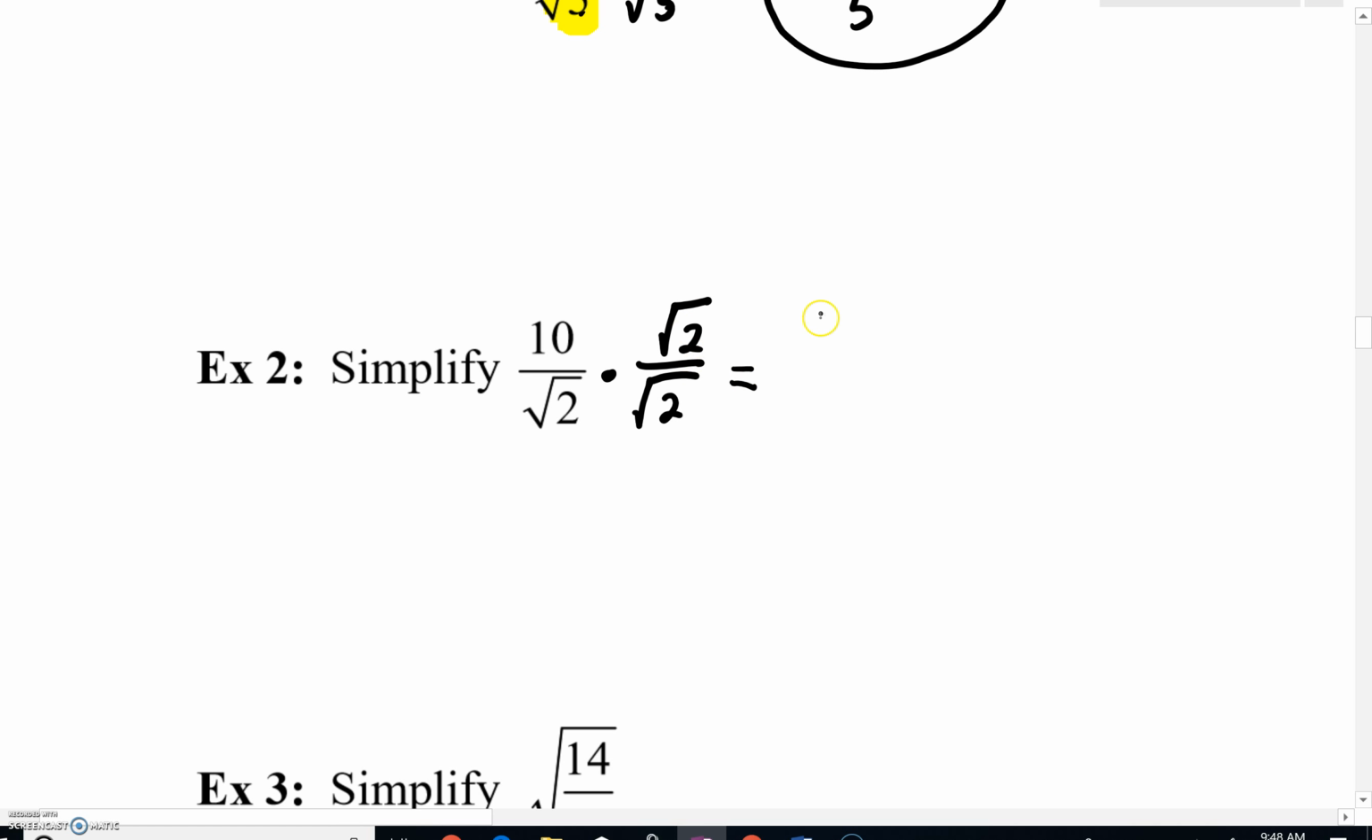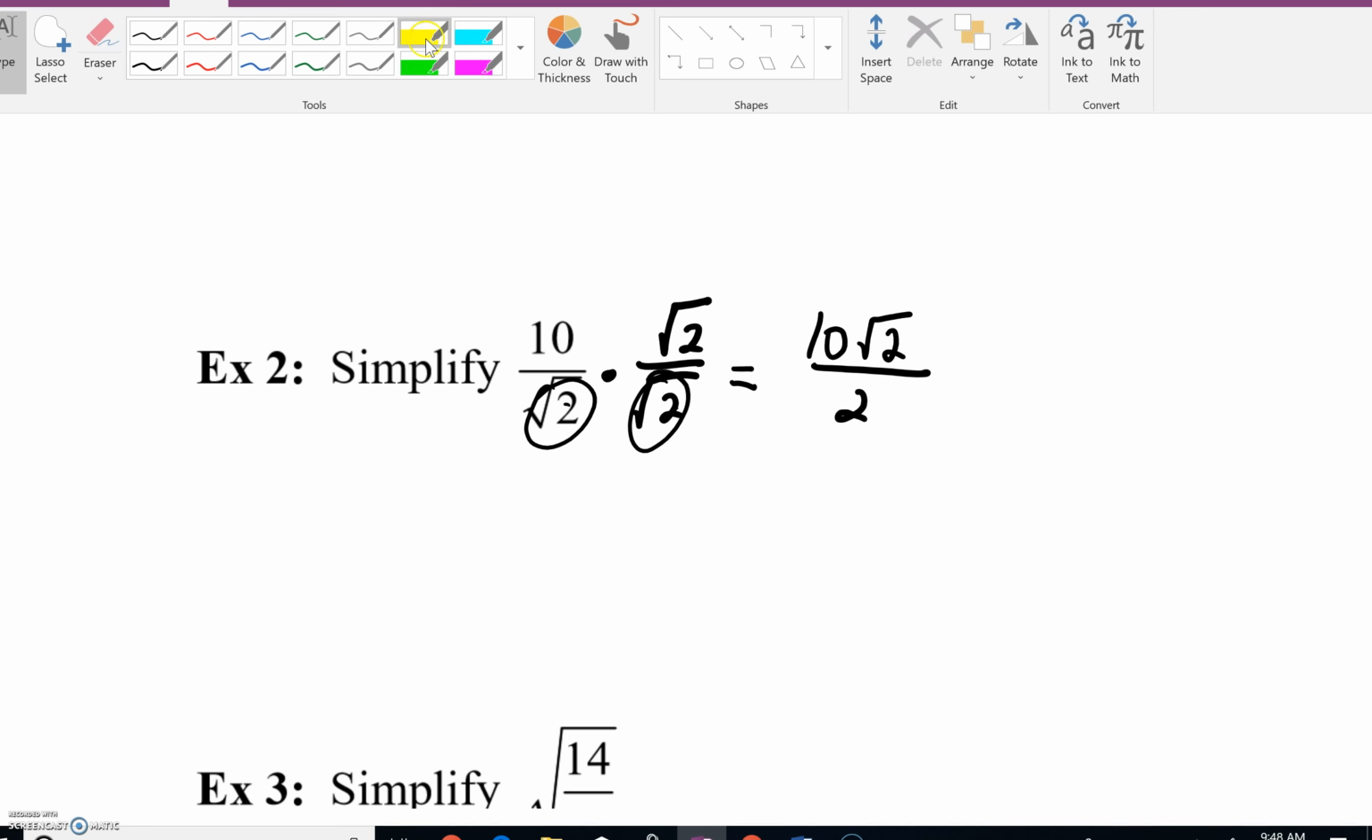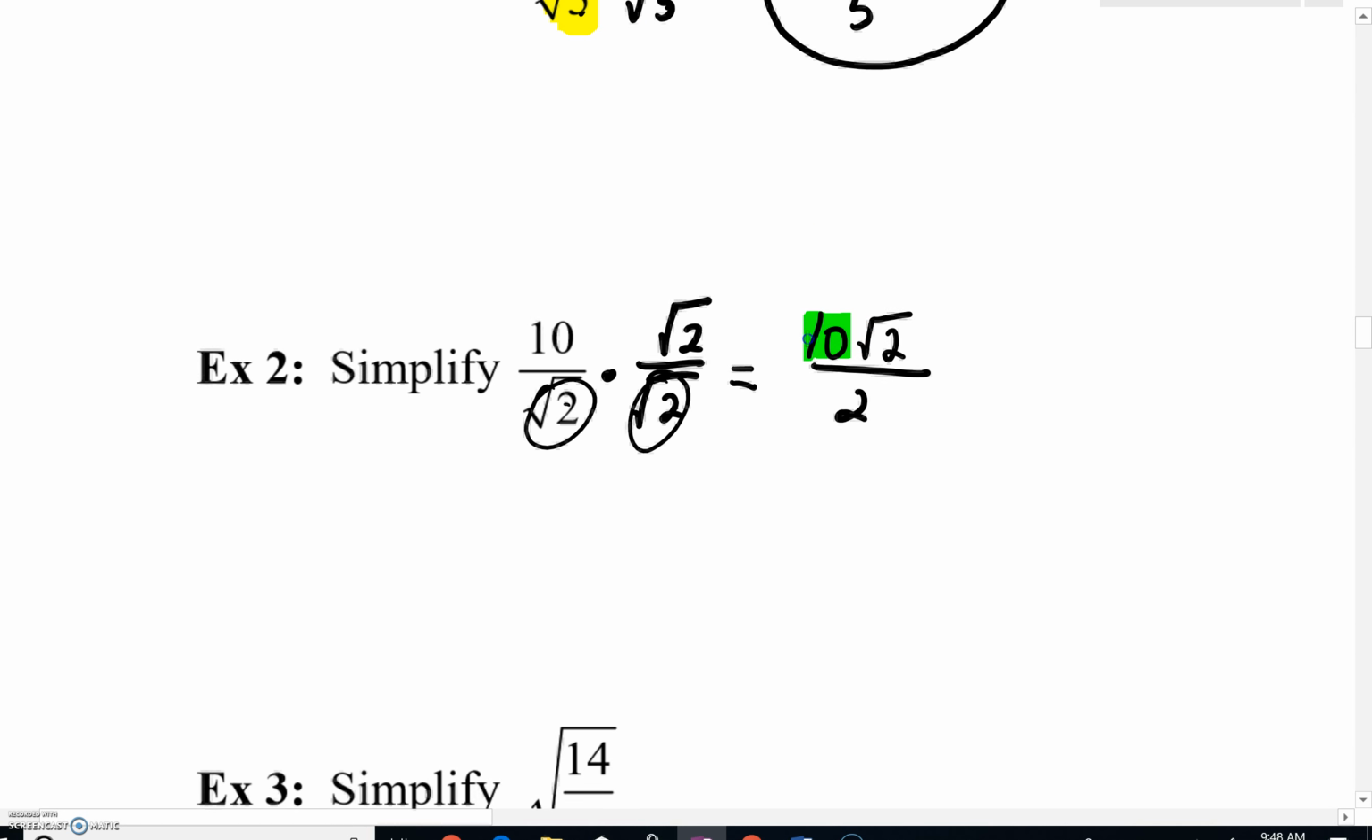We'll look up on top. We'd get 10 radical 2. Down below, root 2 and root 2, I've got two of the same radical. That's just a 2. But now, I hope you can see this problem is a little bit different. 10 divided by 2 can be reduced. And 10 divided by 2, you would say, is a 5. Your final answer is 5 radical 2.